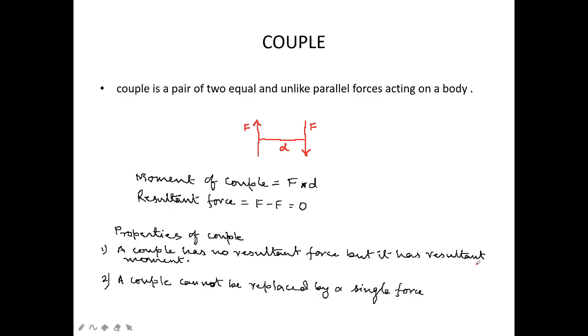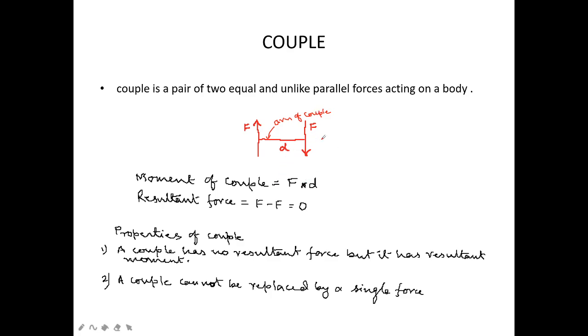Now, next is couple. A couple is a pair of two equal and unlike parallel forces acting on a body. Now, the figure shows a couple. Here the forces are of equal magnitude and the distance between the forces is d. This distance is known as the arm of the couple.